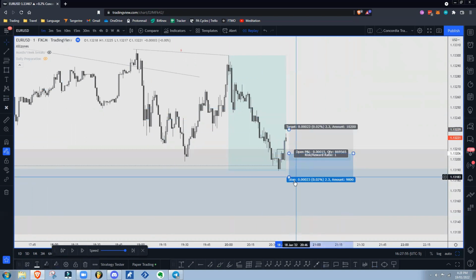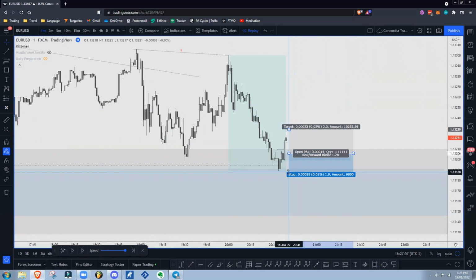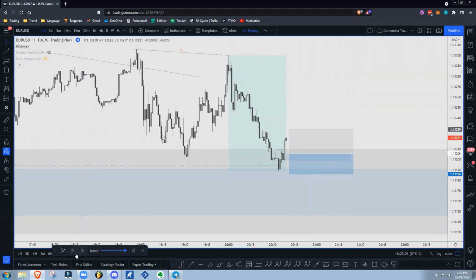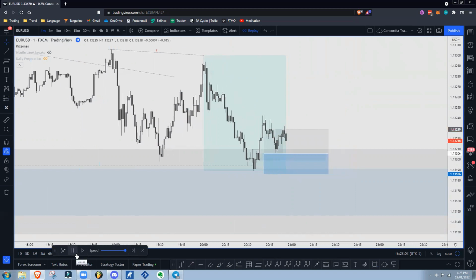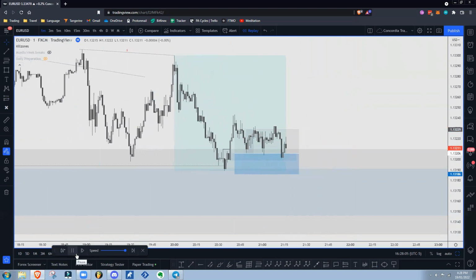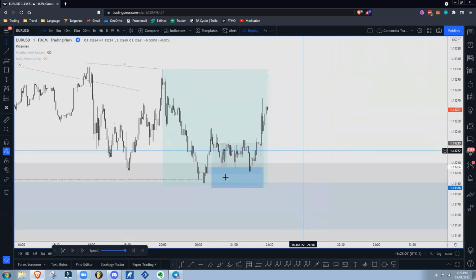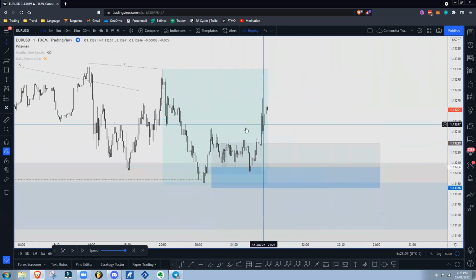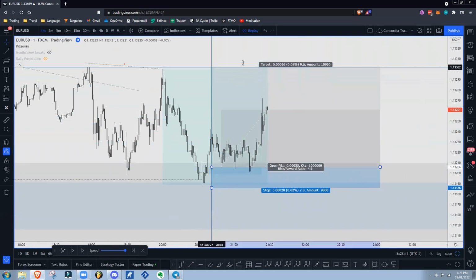It was this level that broke. But for me, I don't put my stop under these. I just put them under here. So my stop was 2 pips like that. And then I got tagged in. There you go. See how it tags it multiple times. So just be cautious of that when you're actually trading for yourself.